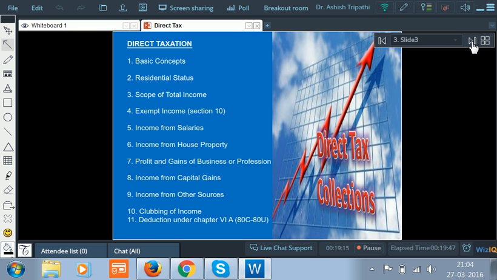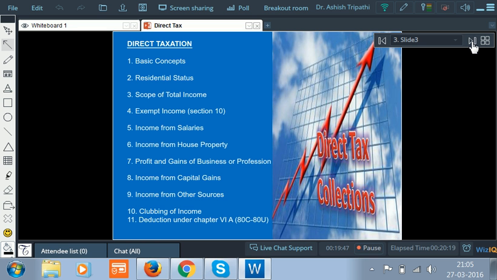What kind of income tax benefit? Suppose your total income is 10 lakh rupees, then from this 10 lakh, 1 lakh will be subtracted and you will have to pay tax only on the net income, that is on 9 lakh rupees. You don't have to pay tax on 10 lakh rupees because 1 lakh you have invested in LIC in the form of premium. So you will get income tax benefit and you will have to pay tax only on 9 lakh rupees.